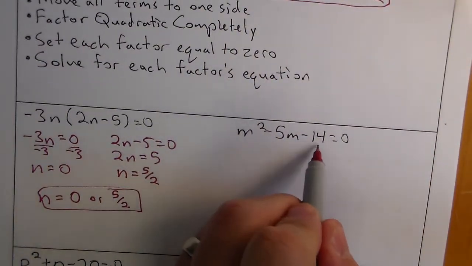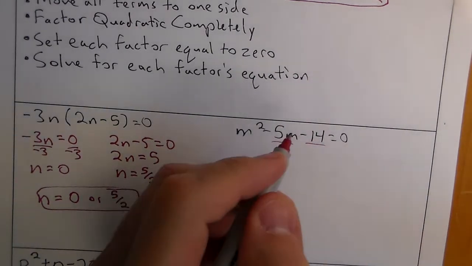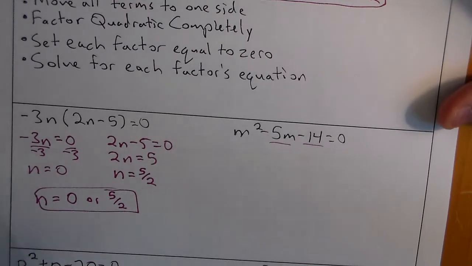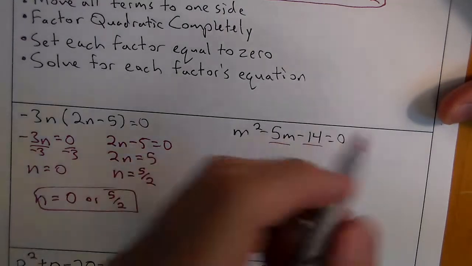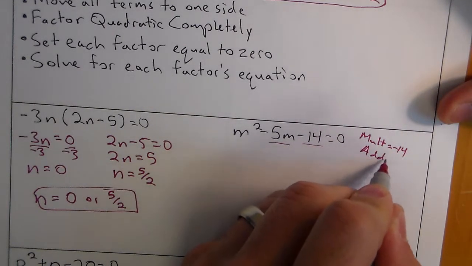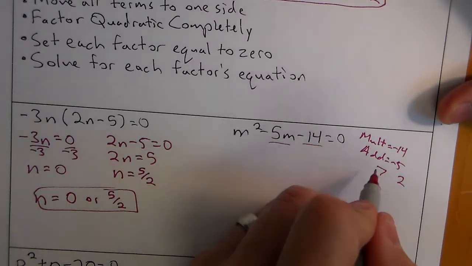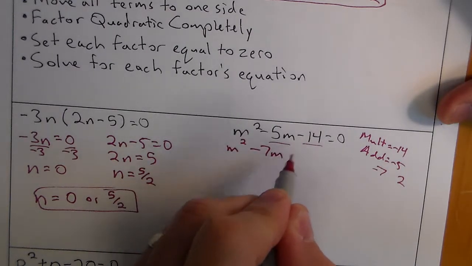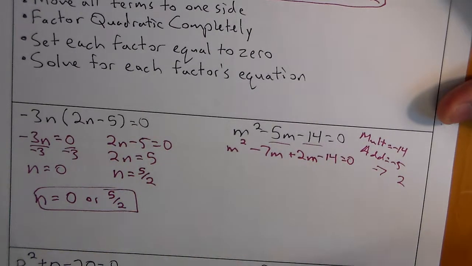I'm looking at what multiplies to negative 14 that adds to negative 5. Now we'll do factor by grouping. If you know the shortcut for the factoring, you can do that, but we'll at least work through the factor by grouping, assuming we're remembering this from before. I'm going to do 7 and 2 will give me 14. We're going to make the 7 negative. So m squared minus 7m plus 2m minus 14 equals 0.